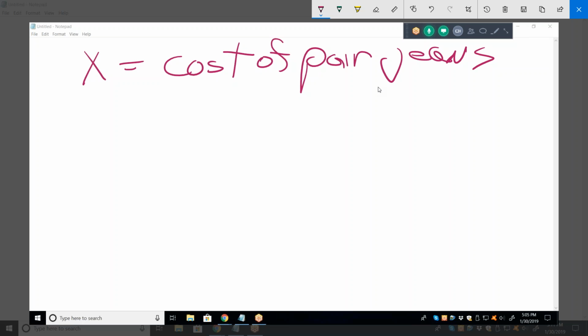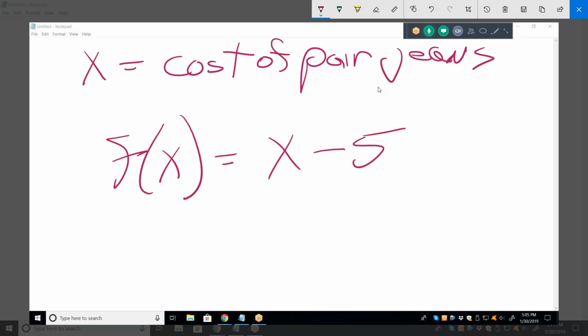Let f of x represent the total cost of jeans after applying the coupon. And then there's another couple sentences. Well, let's handle this one first. Let f of x represent the cost of the jeans after the coupon. So it's going to be x minus 5, right? So that is f of x. Okay, keep going.